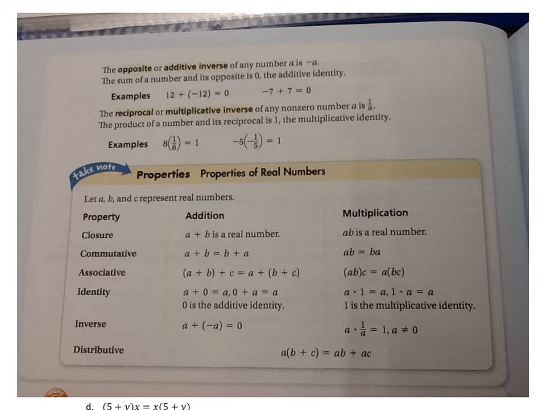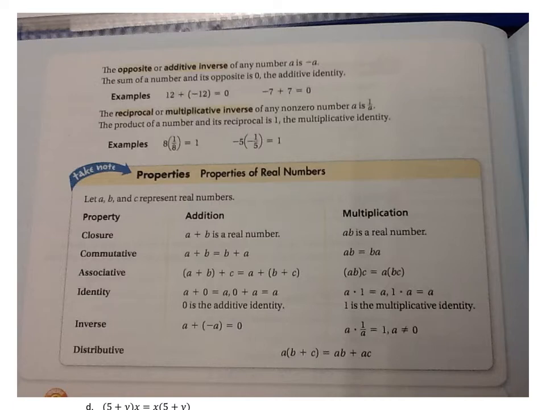Okay, let's talk about identity, which we kind of talked about. Ms. Schenzer talked about that at the top of the page. Identity, if I add 0 to any number, it remains its own self. So 0 is the additive identity for addition. And then we have the number 1. 1 is the multiplicative identity, meaning that if I multiply any number by 1, it remains the same. It doesn't lose its identity.